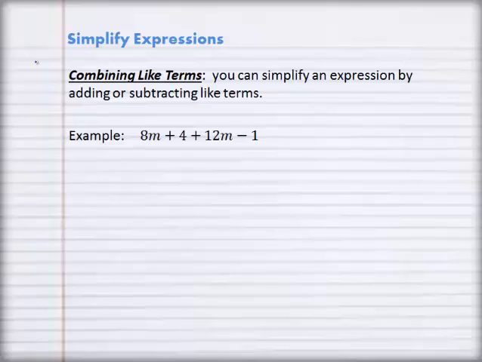And I've got an example up here. Let's go ahead and work. We want to find the like terms. So remember, they have to have the same variable with exponent. So 8m and 12m have the same variable. We can also say like terms don't have a variable, like 4 and minus 1. Those are like terms because they don't have a variable.